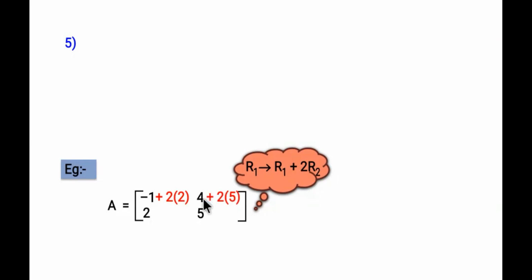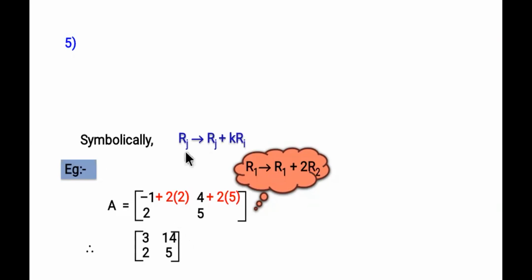So first row element, that is 4 plus 2 times R2, so which is the corresponding element, that is 5. So 5 will come over here. Okay, so answer will be 3, 14, 2, 5. Now you have done the operations in your first row, so that is the reason your second row is as it is.